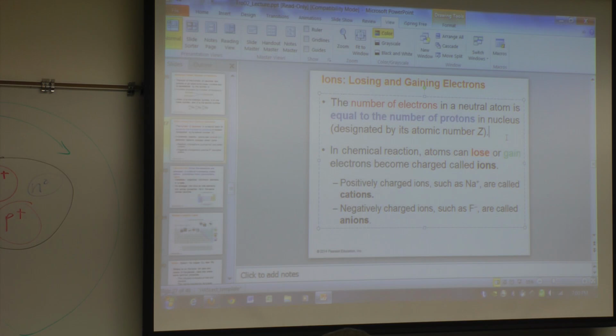Wouldn't the neutrons be 12 since the mass is 23? Yeah, you can round up to 23 and subtract 11 to get 12. But it's not, because the atomic mass itself is a ratio of all the isotopes, so it's not a whole number.